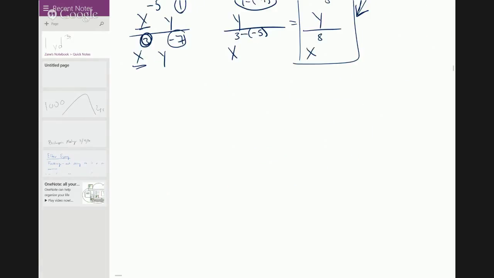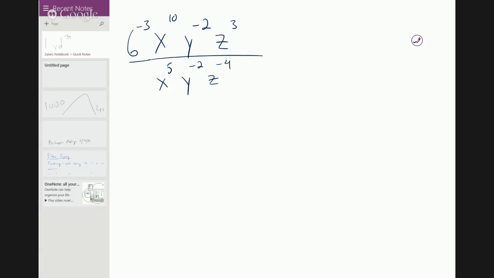Let's finish off the night with something a little bit more tricky, so we can hopefully get this solid in our minds. Let's do something with 3 variables. Let's say I had x to the 10th, y to the negative 2nd, z to the 3rd, over x to the 5th, y to the negative 2nd, z to the negative 4th. And let's say I add in some numbers: 6 to the negative 3rd and 2 squared.